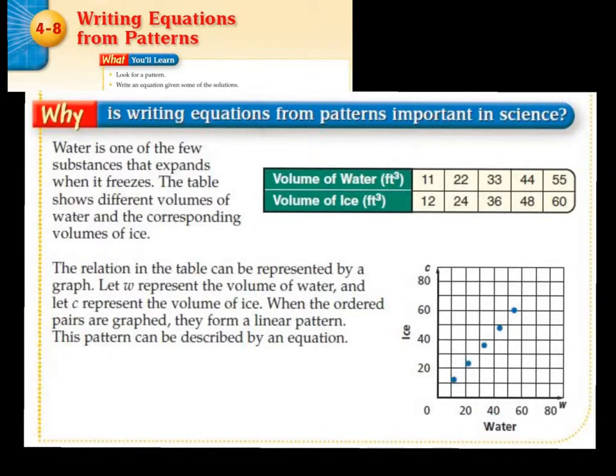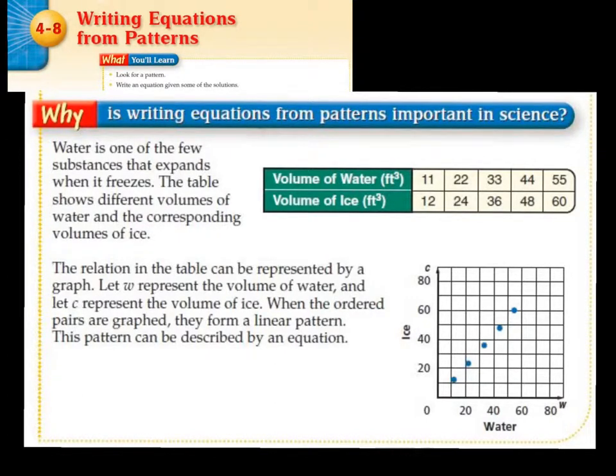Water is one of the few substances that expands when it freezes. The table shows different volumes of water and the corresponding volumes of ice. The relation in the table can be represented by the graph. Let W represent the volume of the water and C represent the volume of the ice. When the ordered pairs are graphed, they form a linear pattern. It looks like a line. This pattern can be described by an equation.